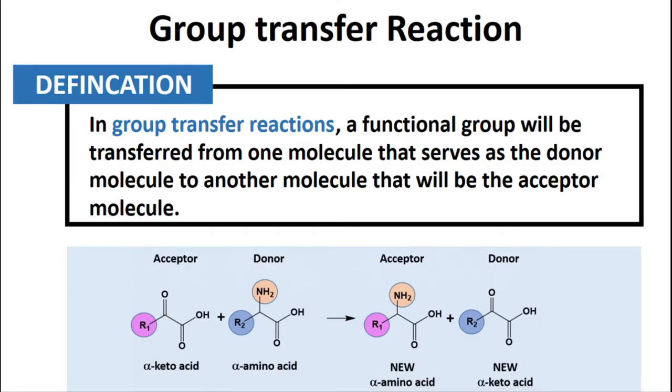In group transfer reactions, a functional group will be transferred from one molecule that serves as the donor molecule to another molecule that will be the acceptor molecule, as you see in this symbol. From one alpha-keto acid and one alpha-amino acid, in 2 reactions, we have a new alpha-amino acid and a new alpha-keto acid.